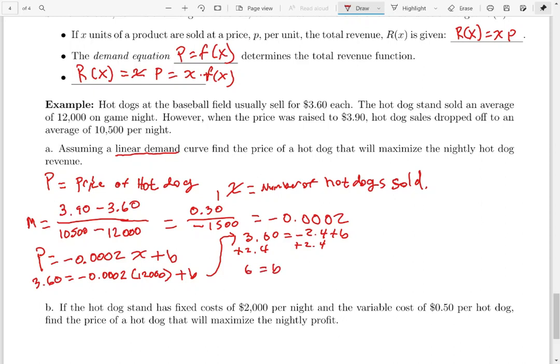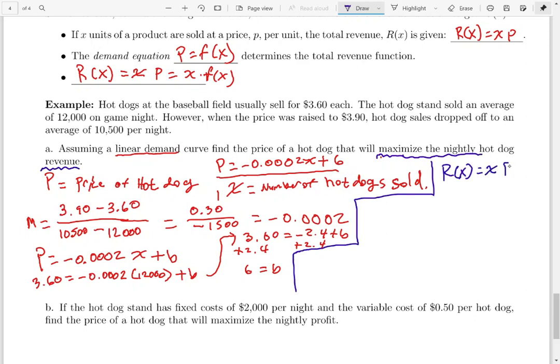So that my demand equation, P, is now equal to negative 0.0002x plus 6. So that's our demand equation. Well, then recall we're trying to maximize the nightly revenue. Our revenue function is going to be x times p, where p is our demand equation. That gives us x times negative 0.0002x plus 6, which is equal to negative 0.0002x squared plus 6x.